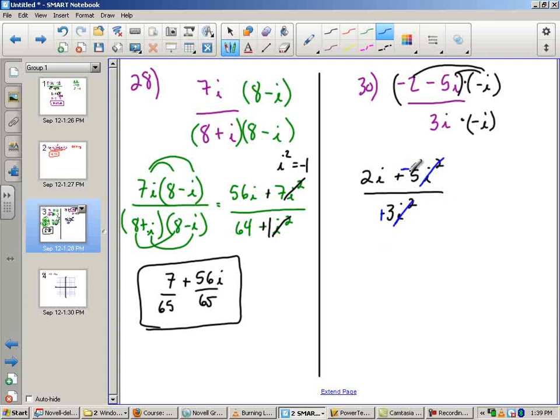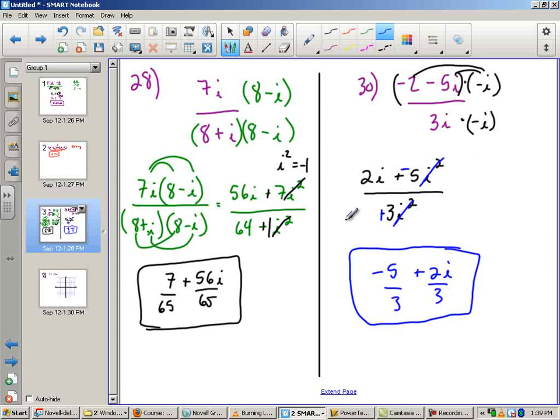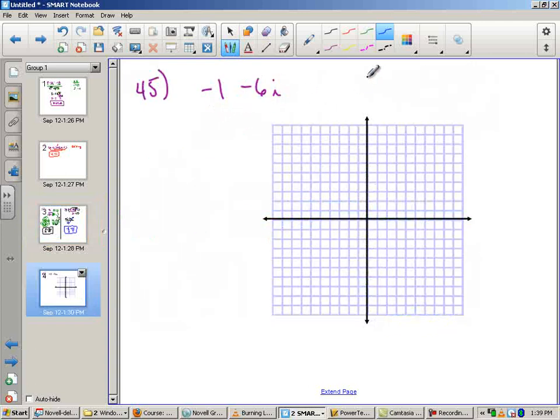That leaves me with, if I put it in the correct order, real numbers first, plus 2i, and I want them to have their own fractions, so I'll put 3 on the bottom of each. And there is number 30. Much simpler. I don't have to do the foiling or the extra step of distribution. Not too bad.